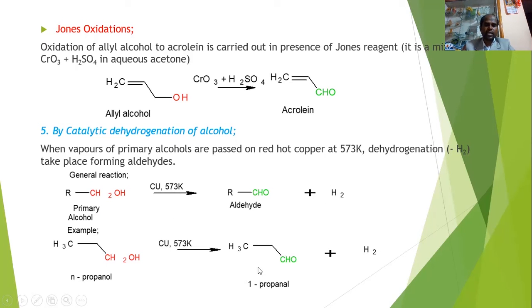This is the general reaction, and this is example one. The name of this particular alcohol is n-propanol. When vapors of n-propanol are passed over heated copper, it gives propanal. Here propanal means an aldehyde, the -al. So with this I will move to the next slide.